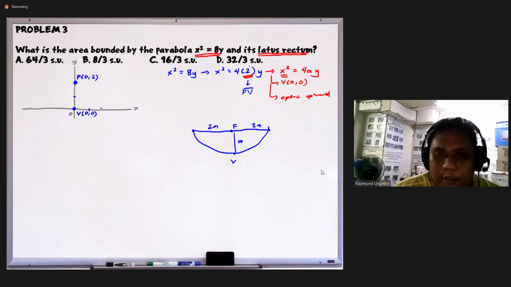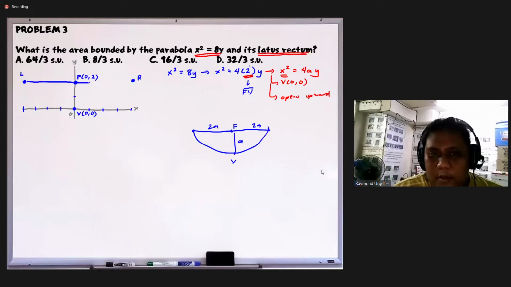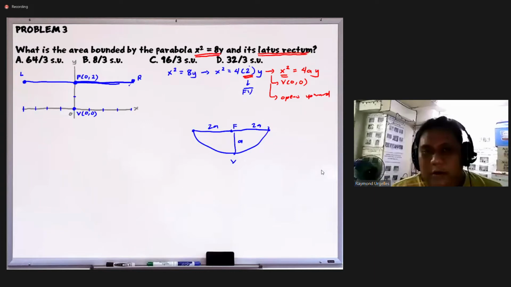So therefore, we count 4 units here. Kaya nandito yung isang endpoint ng latus rectum, tawagin natin as R. Then 1, 2, 3, 4, so nandito yung other point of the latus rectum. Ito yung L. Ito yung latus rectum natin, and as you can see, this is a horizontal line.